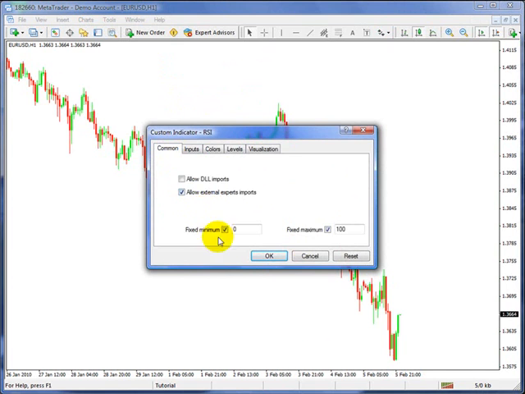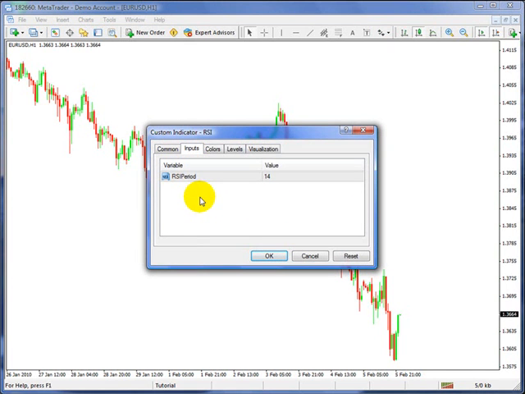Common, nothing to change here. Inputs, well, the RSI only works on one period, and that's the common period, or the usual period to use. The standard period value is 14. If you wish to change that, you'd simply double click with your left mouse button and you can change the value as you wish, but I leave it on 14 when I use it. As I say, most traders use the standard value, which is 14.